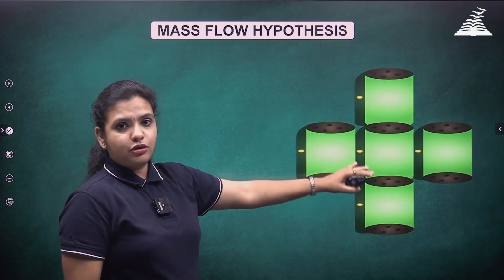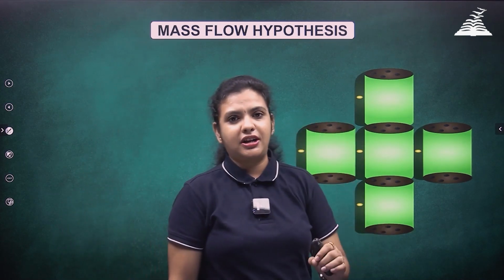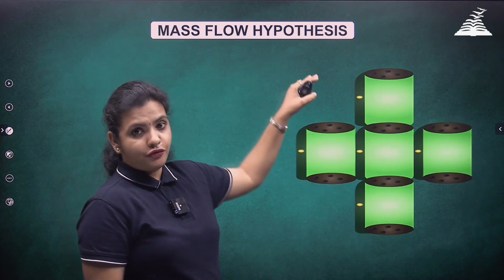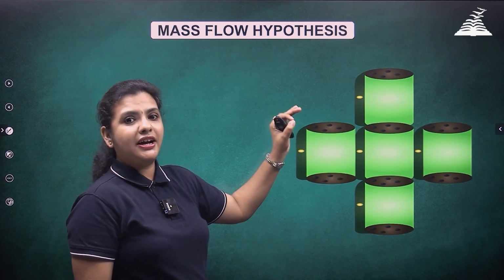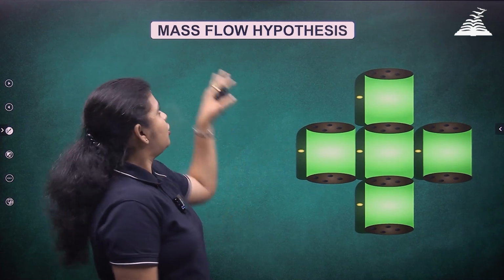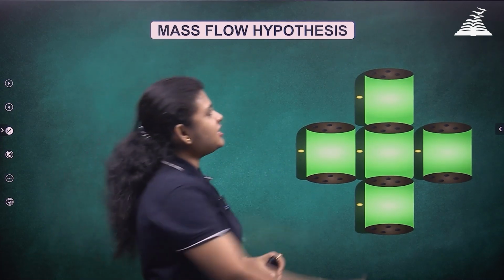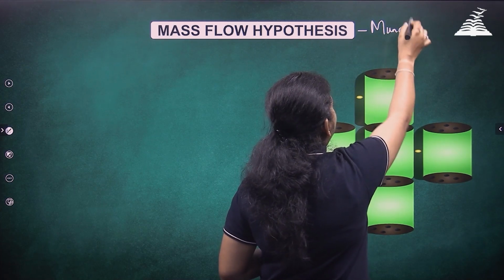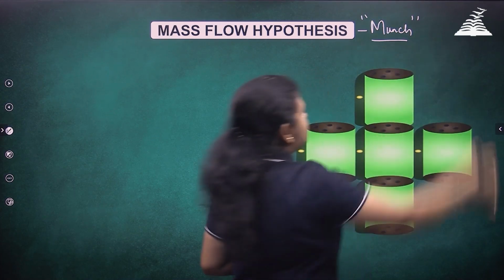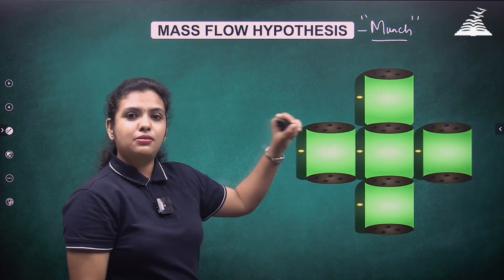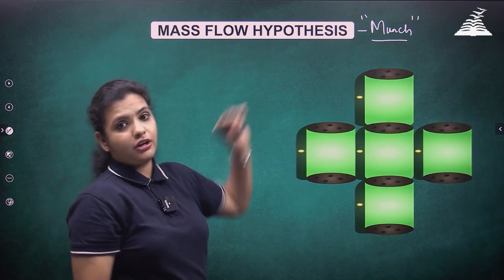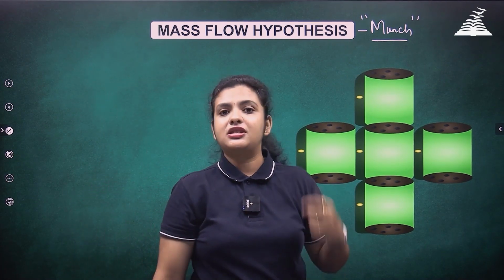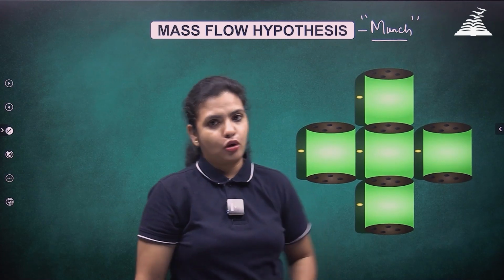Now let us look into this diagram, students. Very simple diagram this is. When I talk about the transport of food, we can explain it in the form of a theory called the mass flow hypothesis, and this mass flow hypothesis was put forth by a scientist called Munch. You can call it Munch's hypothesis or the mass flow hypothesis, which by itself is a 5-mark question for your board exams.